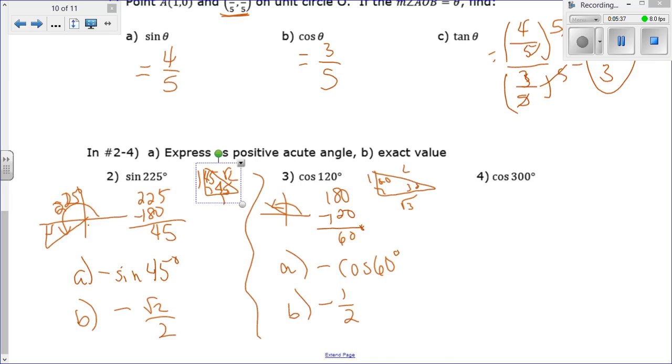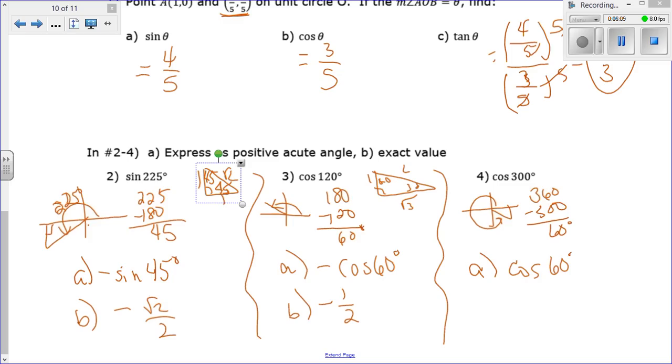And so for number 4, the cosine of 300. 300 is in quadrant 4. Okay, so in quadrant 4, we do 360 minus theta, which is 300. So that gives me 60 degrees. And in quadrant 4, the cosine is positive. So it is the cosine of 60 degrees. And the last problem, cosine of 60 was 1/2. And it was negative because it was in quadrant 2. But in this case, we're in quadrant 4 and cosine is positive. So it's a positive 1/2.